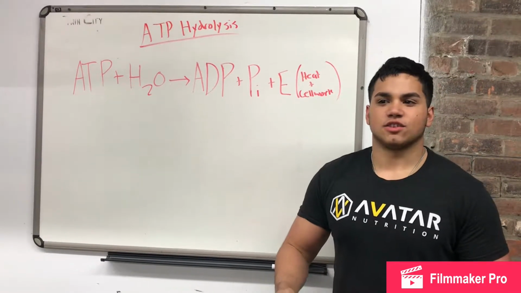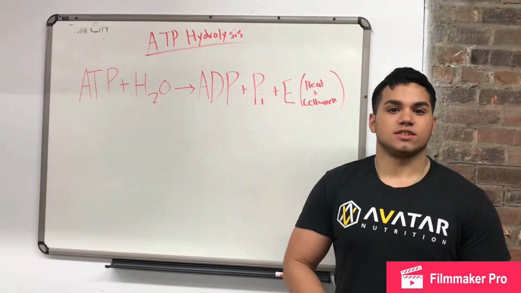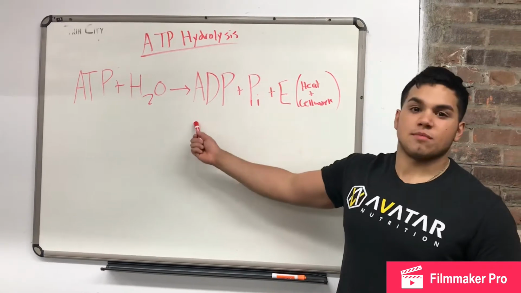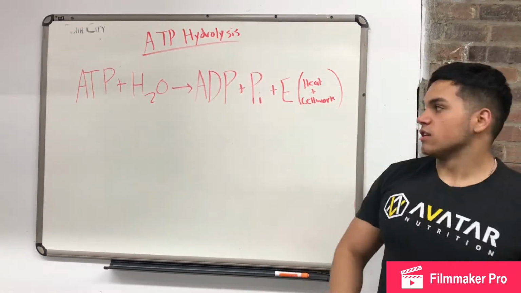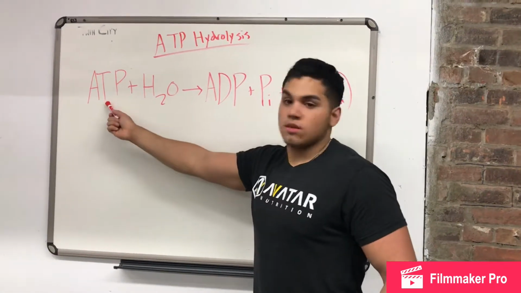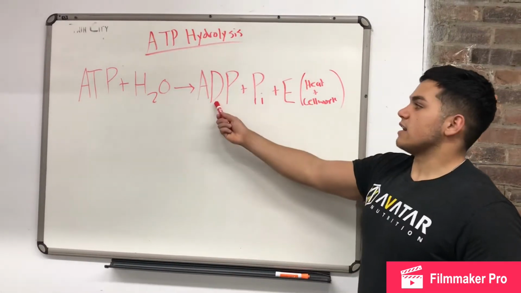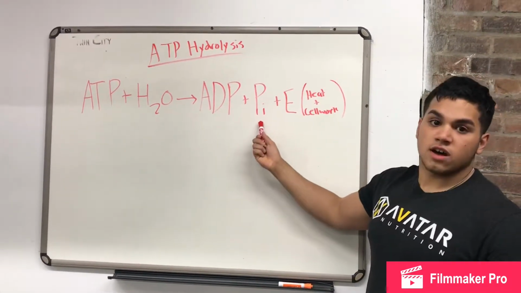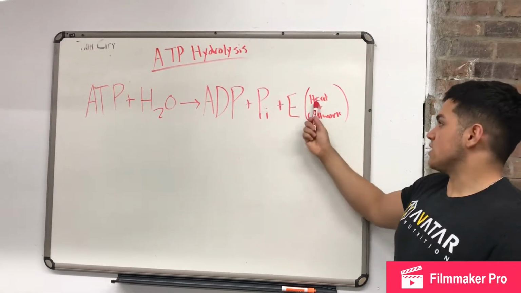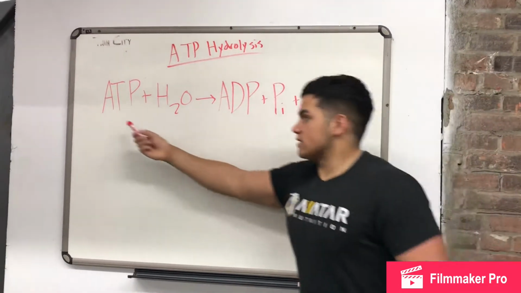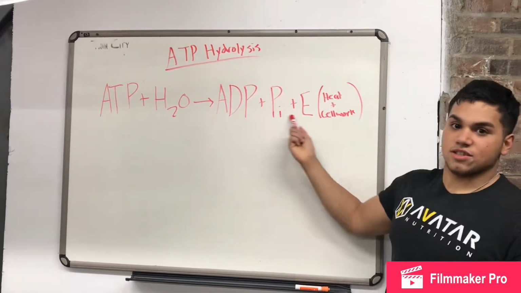What's going on, everybody? So before we get to the topic of PCr resynthesis, we're going to take it back to ATP hydrolysis. So we'll start out with an ATP molecule, then we'll have H2O, and what that'll produce is an ADP, inorganic phosphate, and energy and heat and cell work. So basically this is how we'll break down ATP.